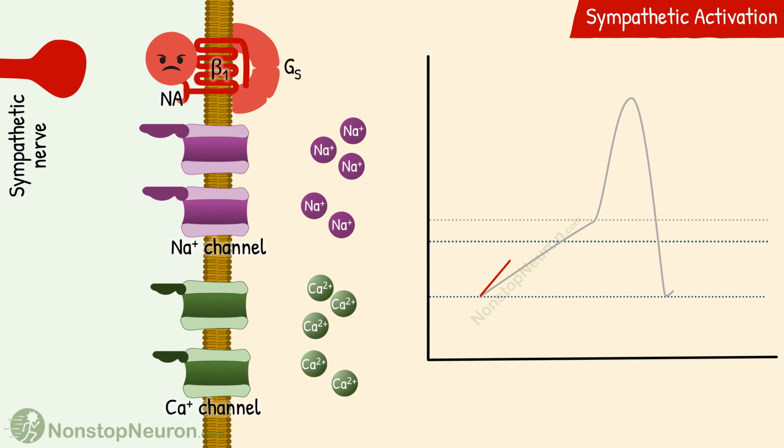Because of all these, the threshold is reached earlier. So the action potential appears earlier. In this way, each impulse takes less time to generate. So heart rate is increased.